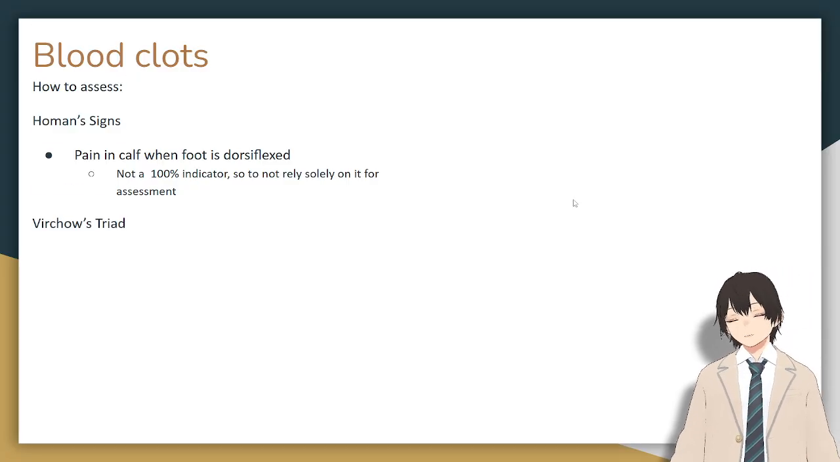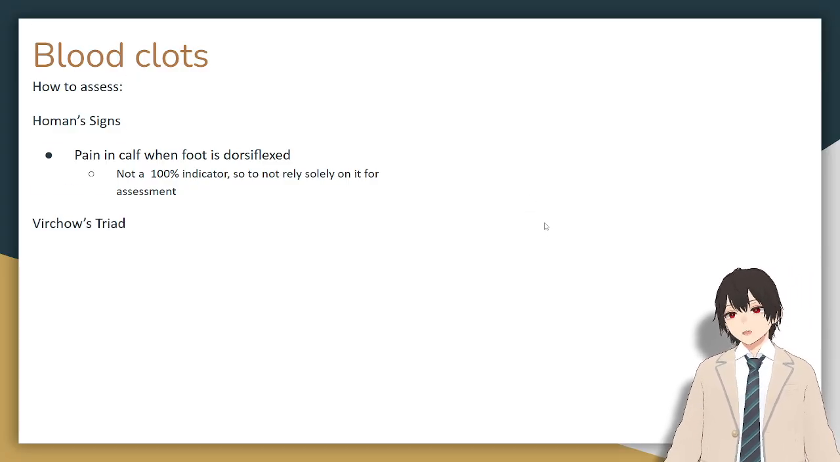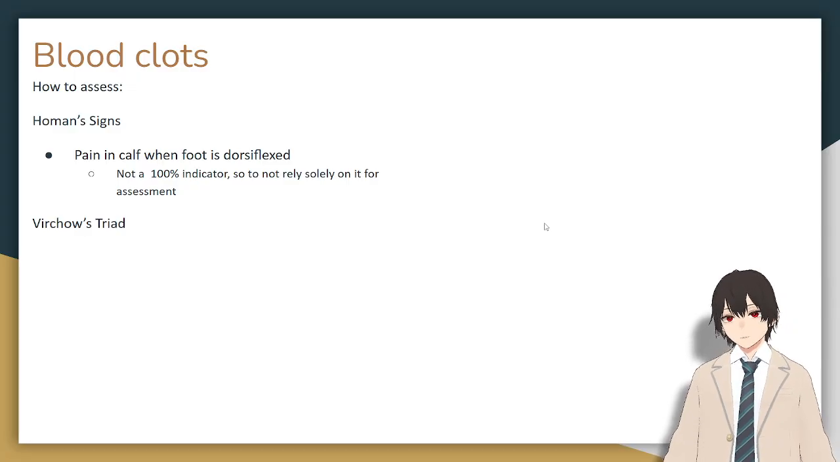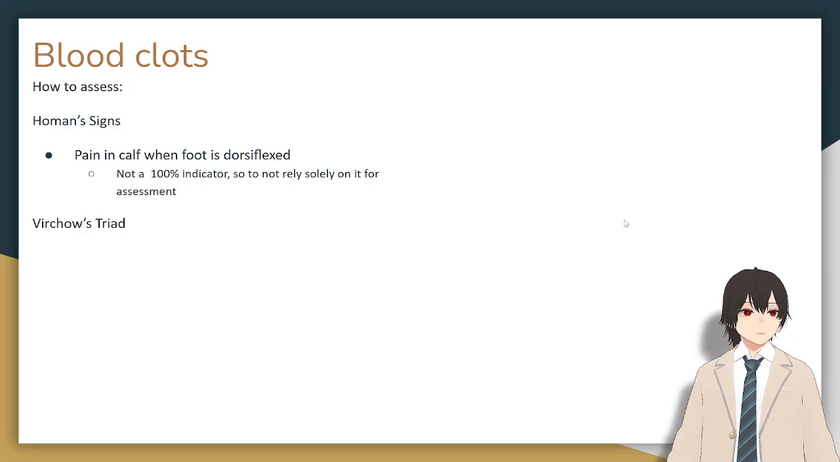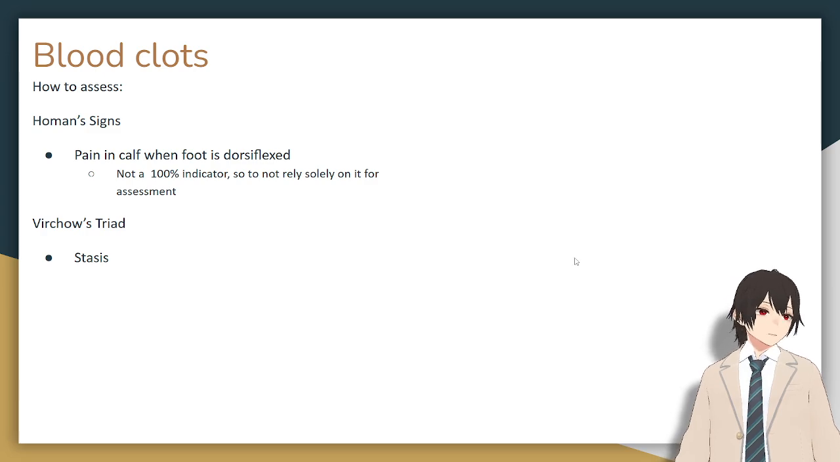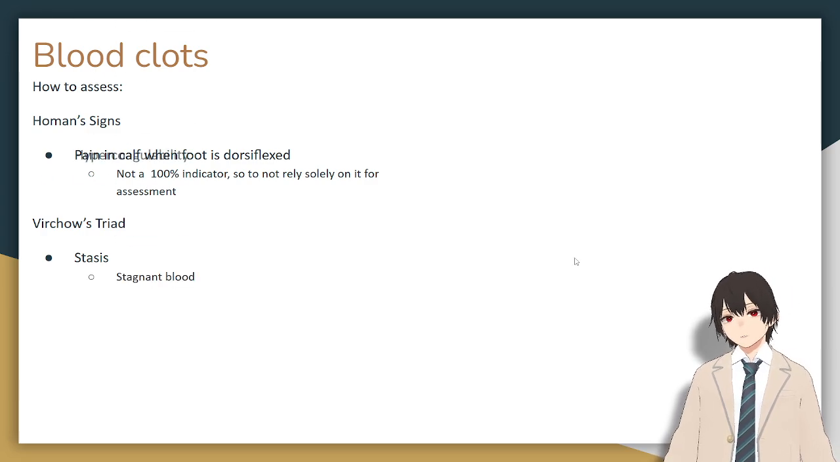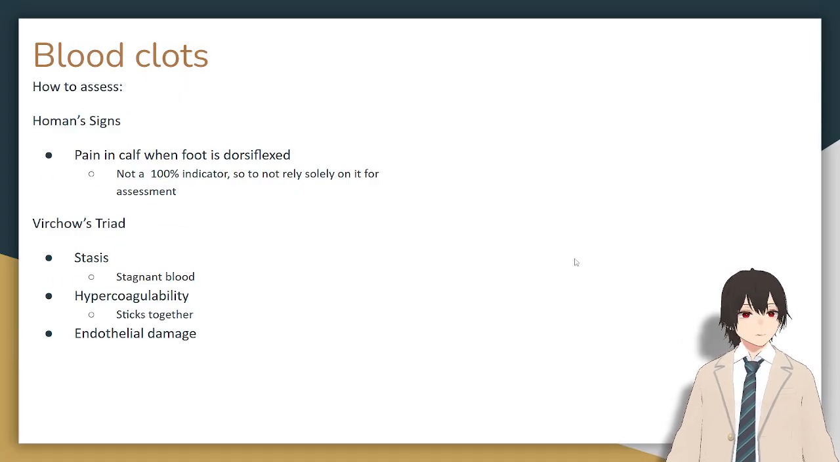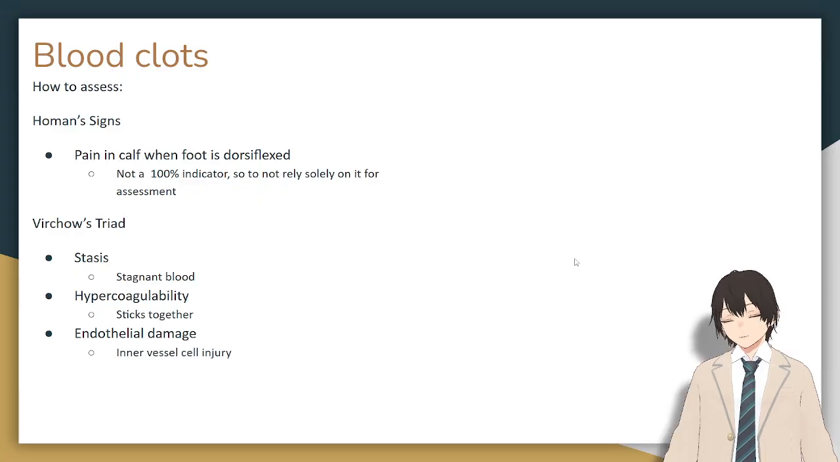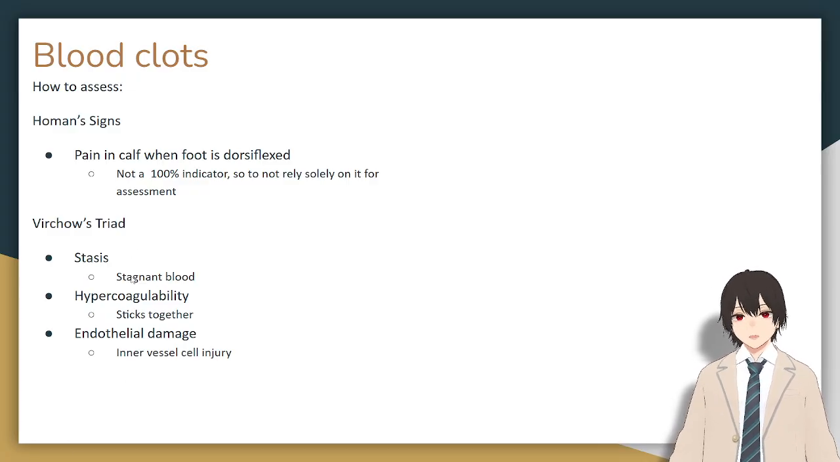And another thing is Virchow's triad. So I like to think of Virchow's as a girl. May or may not be, I don't think it is. But I just remember "she" for Virchow's triad. And the reason why I remember "she" is because there's S, stasis, because of the stagnant blood, H, hypercoagulability, meaning that the blood sticks together, and E, endothelial damage, such as inner vessel cell injury from smoking. These three things are basically the risk for getting a clot. So if you have stagnant blood, the blood tends to stick together, and if you're a smoker, you're going to have a high risk for clotting, okay?